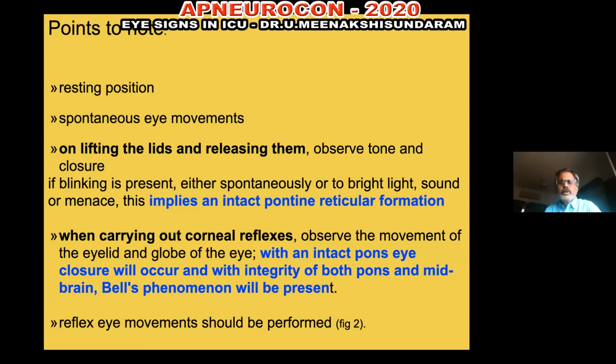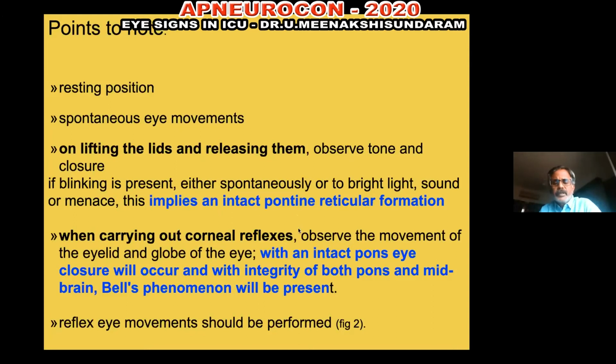So the points to note would be looking at the resting position of the eyes. Look for spontaneous eye movements if the patient can do, or the involuntary ones that happen. On lifting the lids and releasing them, it would be good to observe tone and closure. It's very important. If the patient blinks, it's actually a good sign, either spontaneously or to bright light, sound, or menace. It tells you that yes, ARAS is responding to some stimulus, and this implies an intact pontine reticular formation. It's a nice sign. A prognosticating sign. I have many times used this to prognosticate patients.